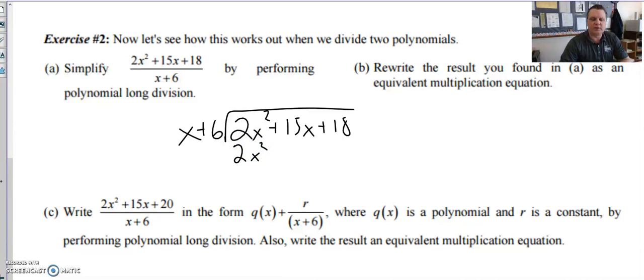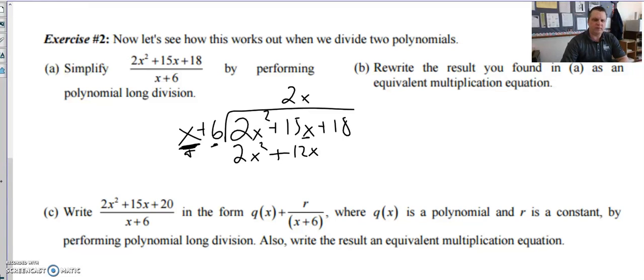In order to eliminate the 2x squared, you have to get the exact same value underneath it. So I have a 2x squared. Now you look at the first term of the binomial, which is x. So x times some number will give me 2x squared. What is that? That is 2x. And I put that above the x here so that I keep everything organized. You have to take into consideration that this 2x is being multiplied by the x here to give me a 2x squared. I also have to multiply it by the 6 to give me a plus 12x.